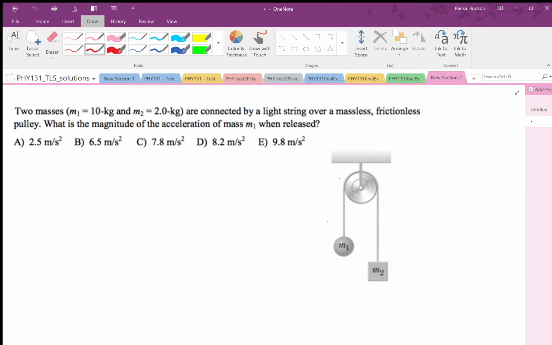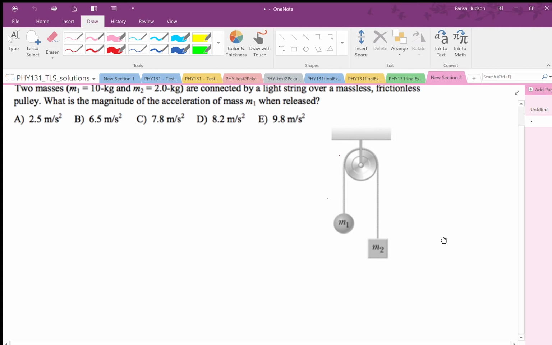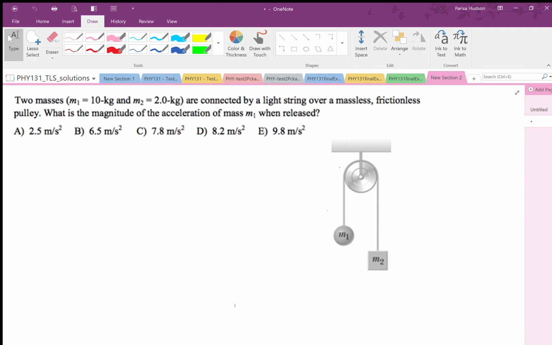Hi everyone, today we are going to solve another question on Newton's law. Let's read the question. Two masses m1 equals 10 kg and m2 equals 2 kg are connected by a light string over a massless frictionless pulley. You're asked for the magnitude of acceleration of mass m1 when the system is released.